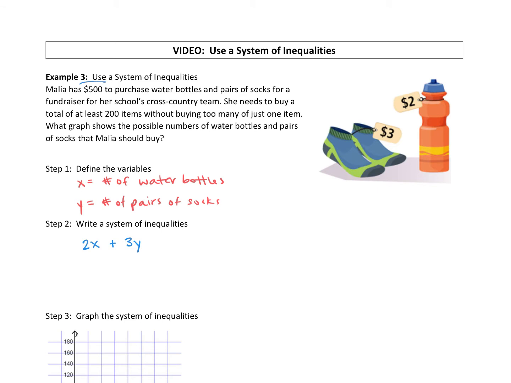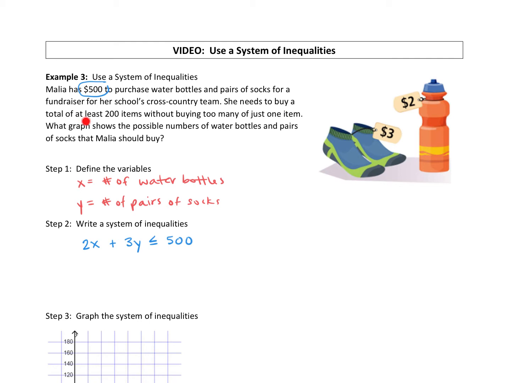And she can only spend $500. Now, does she have to spend exactly $500? No, she could spend less, but can she spend more than that? She cannot. So we're going to say that 2x plus 3y, the money she's spending, has to be less than or equal to 500. Okay, then we look back at the problem. When you have an inequality with two variables, and you're trying to find out two different things, you're probably going to need a second inequality so we can solve both.